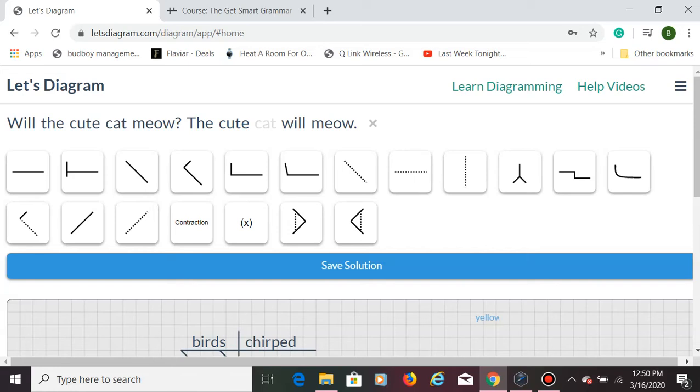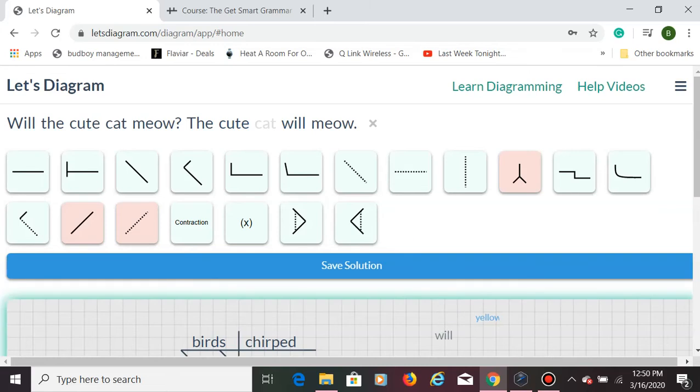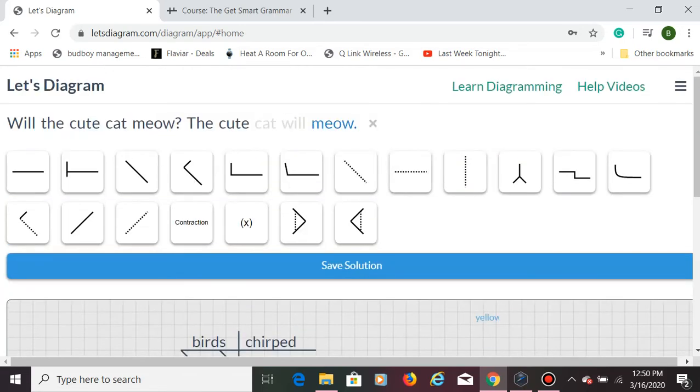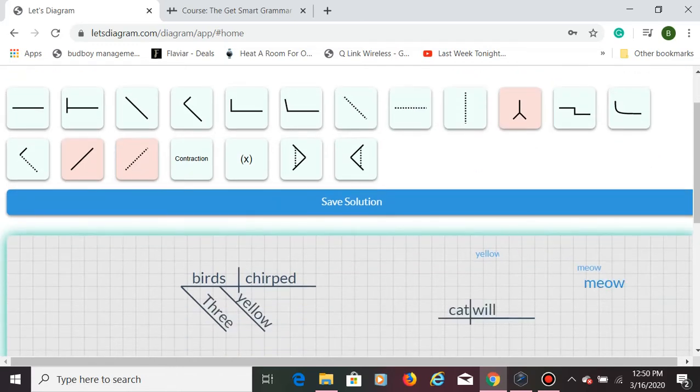Now we gotta find the helping verb. What's our helping verb? Our helping verb is will. Okay, and that goes in our verb space. Okay, and then our main verb is meow. What is the cat doing? It's meowing. Meow.